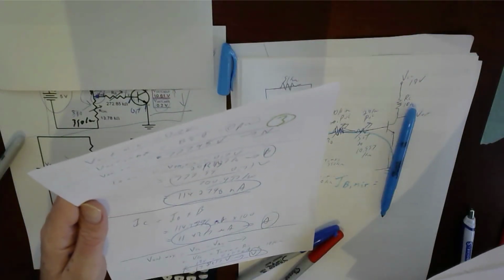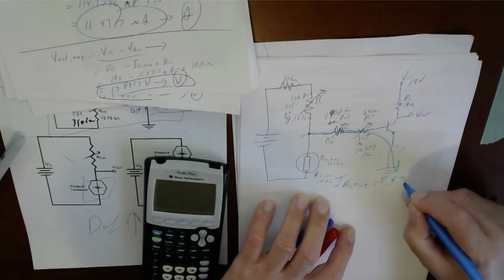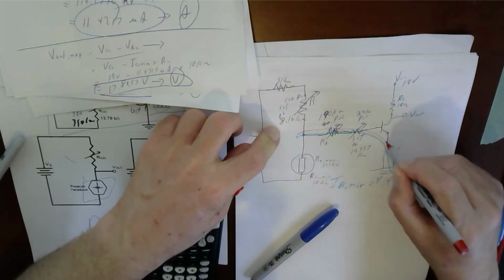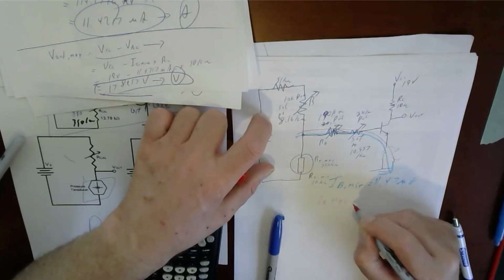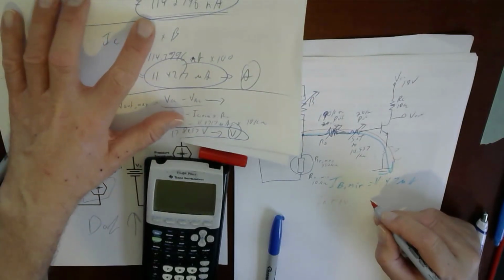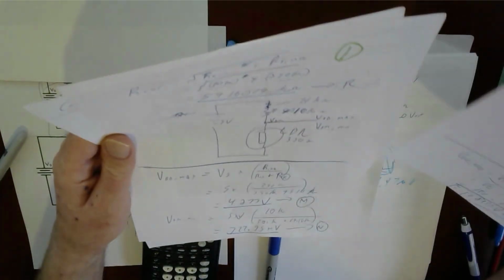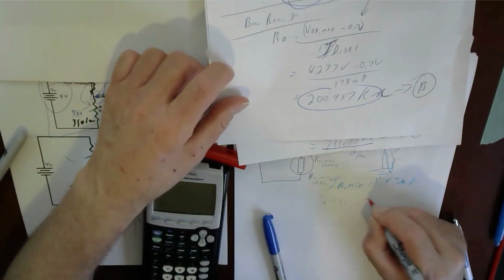So that would be on page 3. The IB minimum is going to be 11.47 microamps. Now I'm going to say IB maximum equals, what was the IB maximum? That was on page 2. Oh, right, 17.8 microamps.